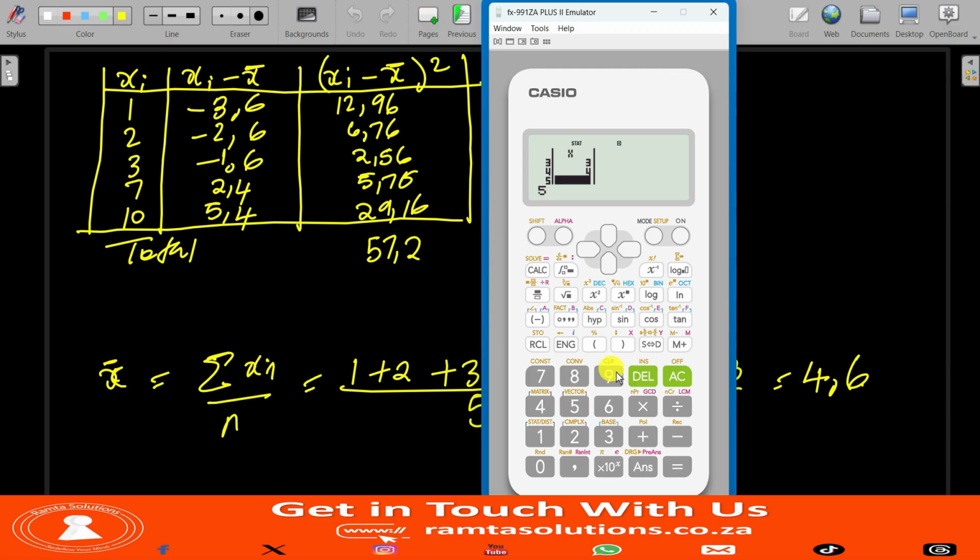Though we didn't have 5. Sorry, let me delete this. And then we didn't have data point 4, isn't it? We didn't have data point 4. So I'm going to fix this later. Let me just continue. We will then say 10, because I made a mistake there.